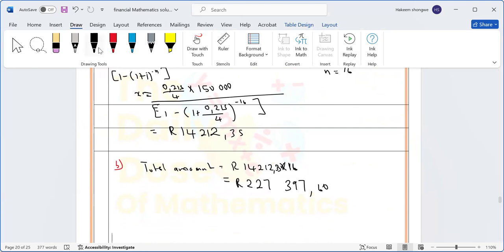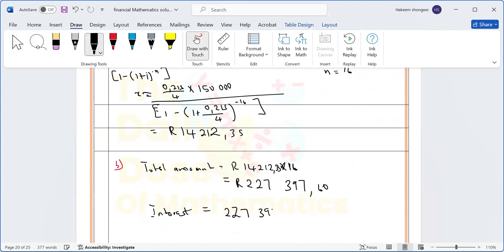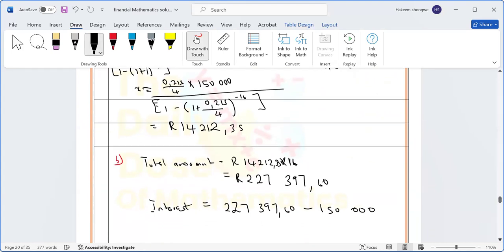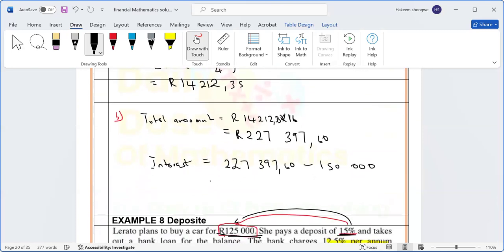So what is going to be the interest then? We get the interest by saying that we're going to have 227,397.60 minus the amount that we've borrowed. And then what do we get for that? 77,397.60. So this is the interest that Jenny is going to be paying.